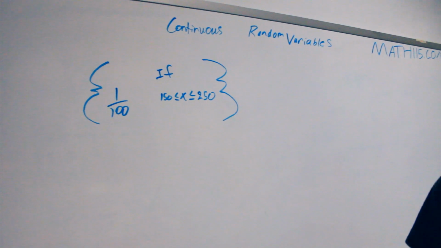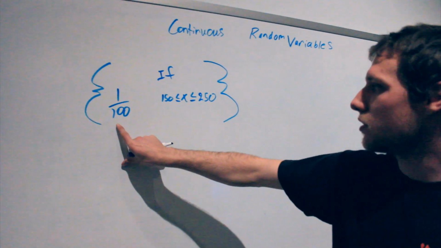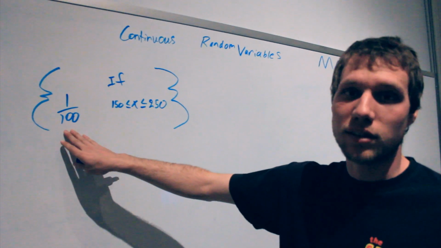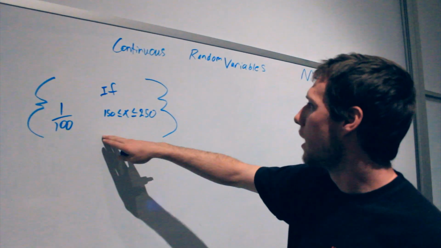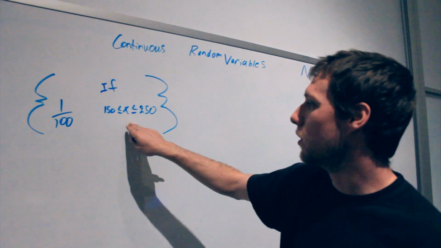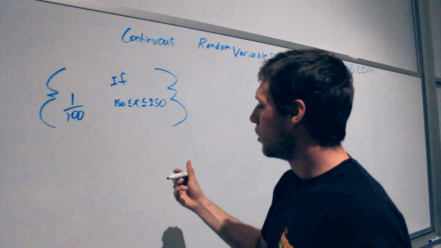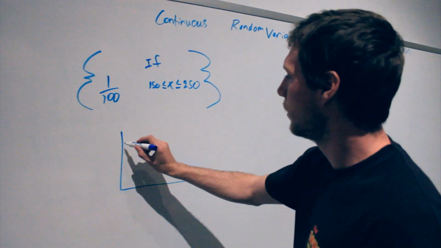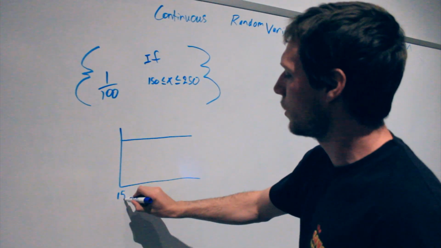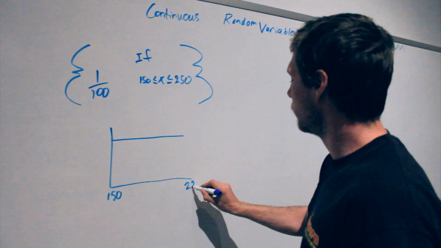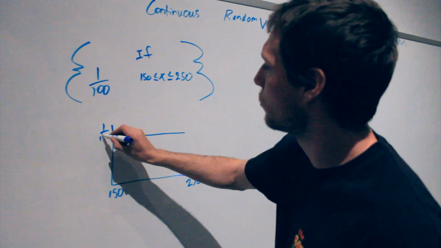So they're essentially saying the function, this is the height of the graph, and it's a constant because it's a uniform random variable, and it only runs from these points, from 150 to 250. So we'll graph it up here, and this is the PDF graph of it, starting at 150, going to 250. The height of the graph is 1 over 100.